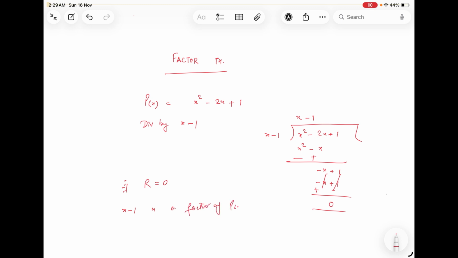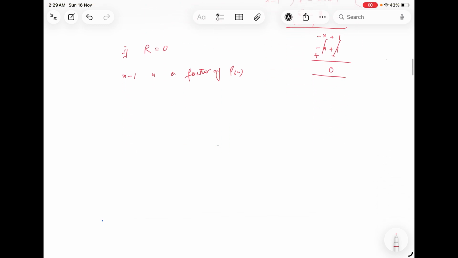P(x). So my dear students, if you have gone through my first video before this, that is the remainder theorem, you might be knowing how to find the remainder. If not, let us revisit that topic and then we will go with factor theorem. So remainder theorem stated that if P(x) is divided by x minus a, then remainder is P(a).